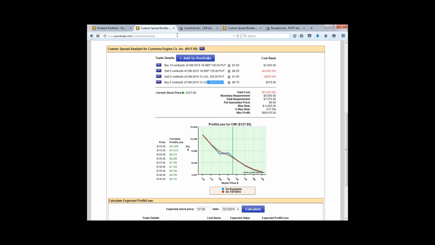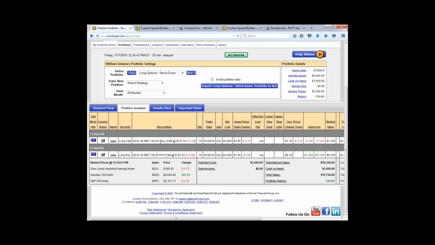Okay, but where there's a gain, my friends, there is a loss. So let's go back to the portfolio here. And here on CMI, we look at our target price. So at the same time, June 1st on CMI, we entered a call instead because we were bullish on the position. So we bought the 135 call for $1.85 on June 1st, and it's now trading at 1.15. So we've lost 70 cents, almost 40%. We're probably close to that trigger that we would have set for the 33% loss.